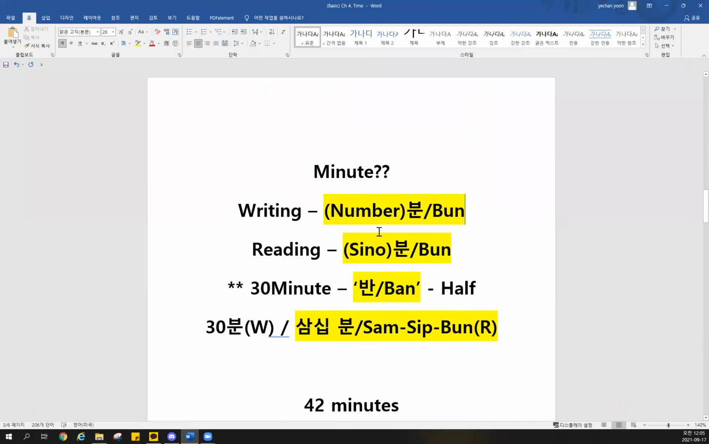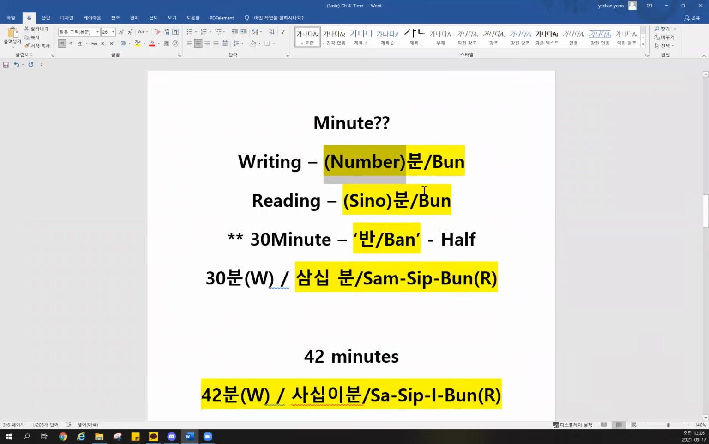Minute, as I mentioned before, writing is simple, exactly the same format, but different counting words and different pronunciation with reading, which is native Korean to Sino version. So writing is going to be number and 분. And reading is going to be Sino version and the 분.